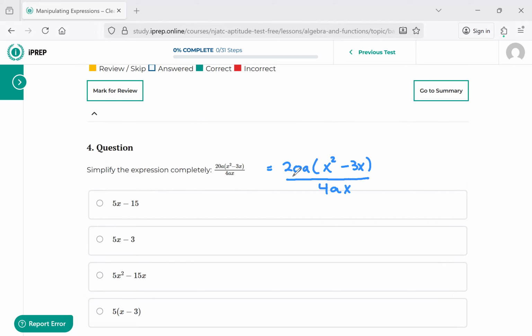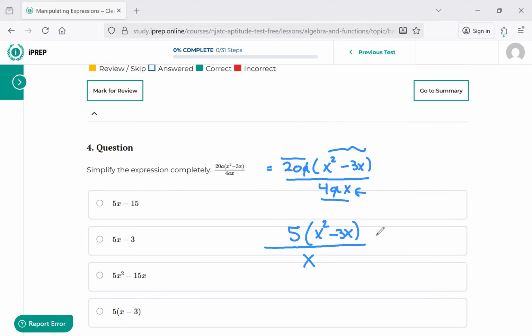Do not FOIL the 20a out. Instead, simplify the 20a and the 4ax. So I know that 20 divided by 4 comes out to positive 5, and I also know that the a's cancel. So you have a 5 on the top, but this x does not go away. It does not cancel, so still put that on the bottom. And then on the top, you're still left with this x squared minus 3x.